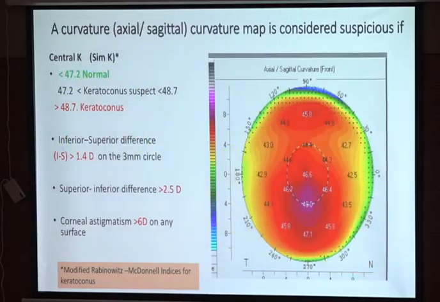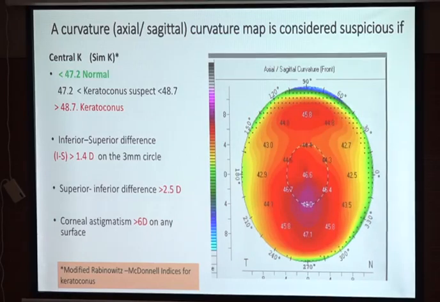Once we look at the curvature maps, especially the axial map which is normally used for screening, what are the abnormalities we need to look for? We are suspicious about the central K reading, shown by Km. If it's less than 47.2, it is considered normal. Of course, any parameter has to be taken in light of the other parameters. Between 47.2 and 48.7, you would suspect a keratoconus, and the patient would be labeled as that. More than 48.7 would be keratoconus. These are the modified Rabinowitz-McDonald indices for keratoconus.